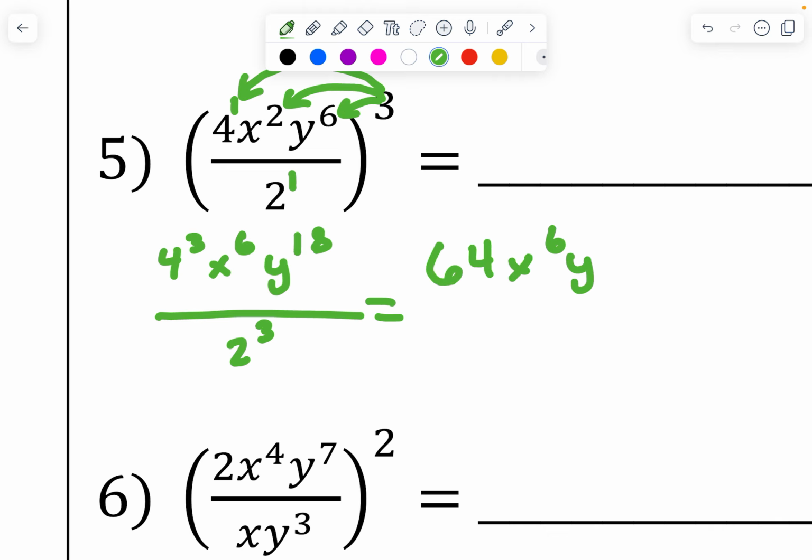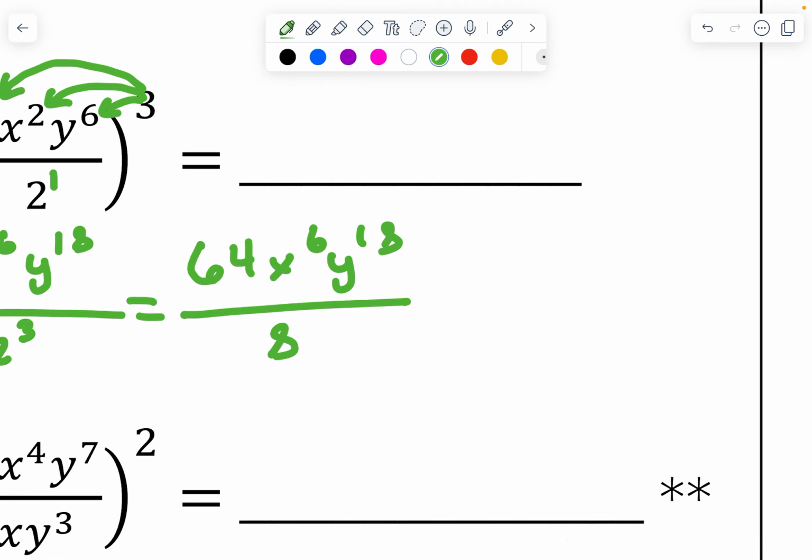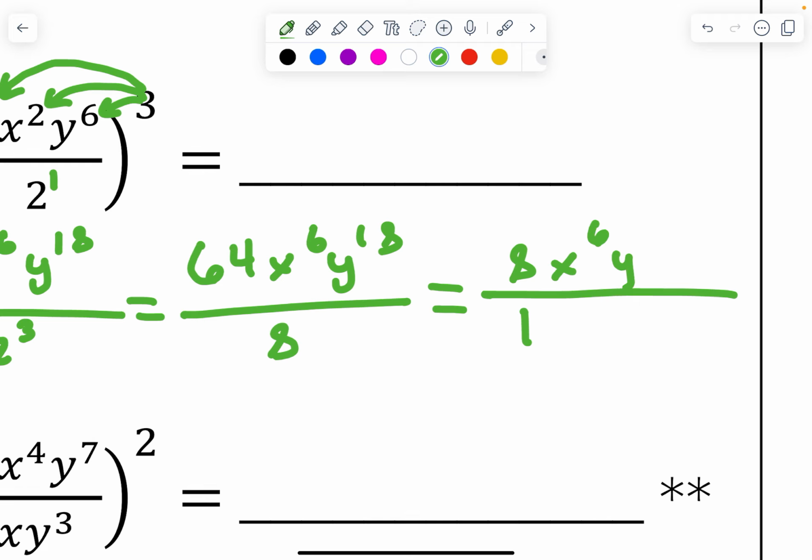X to the sixth, y to the 18th over 2 to the power of 3, which is 8. And now 64 divided by 8 is going to be 8. So when I divide 64 by 8, I get 8 over 1. So I'm just going to write that 8 divided by 1, and I'm going to have x to the sixth, y to the 18th. Now, this answer is perfectly sufficient.